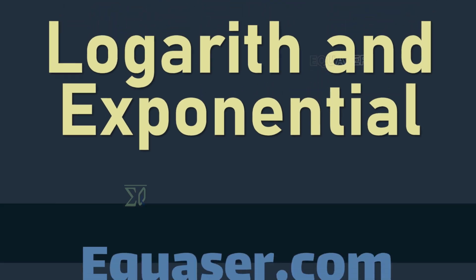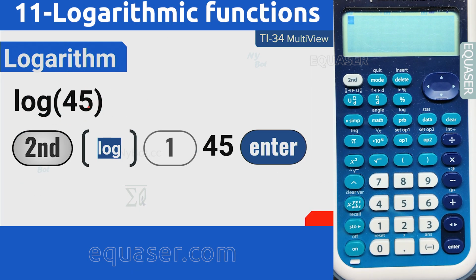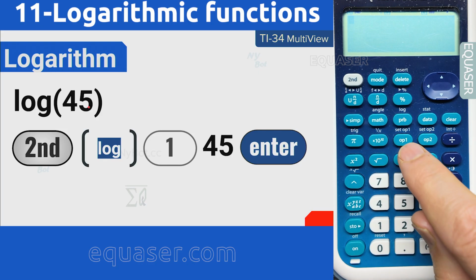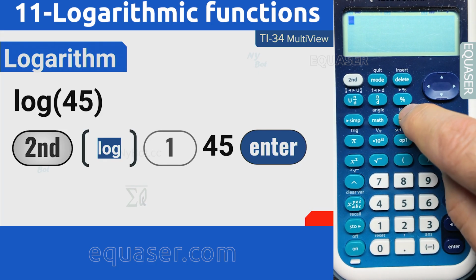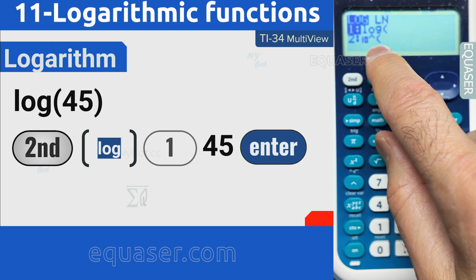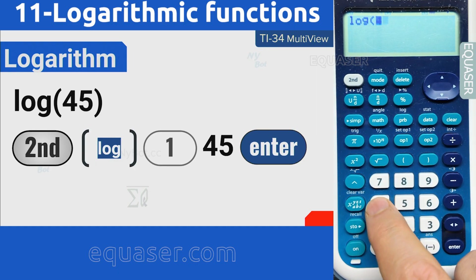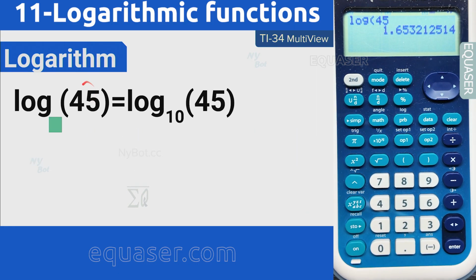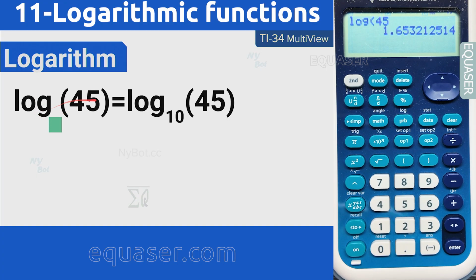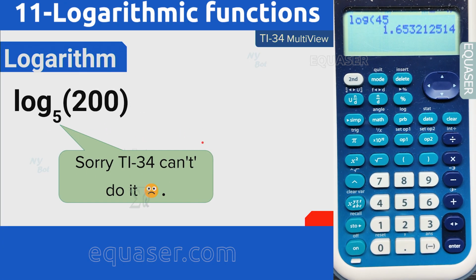Now let's have a look at logarithm and exponential functions. To take log of 45, press second function and log. This key is log, and here we can select either log or base 5 to the power of something. Number 1, that is log 45. This is the answer. By default, when you do log of 45, this is assumed to be empty, and this is base 10. So this is the same as log base 10 of 45.